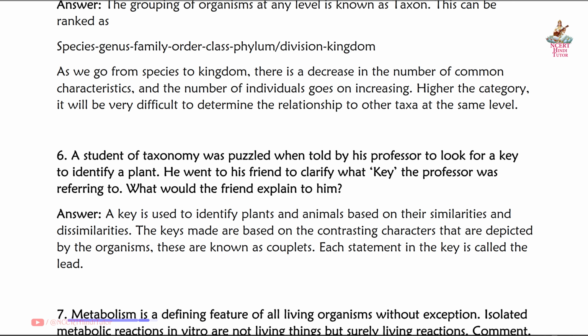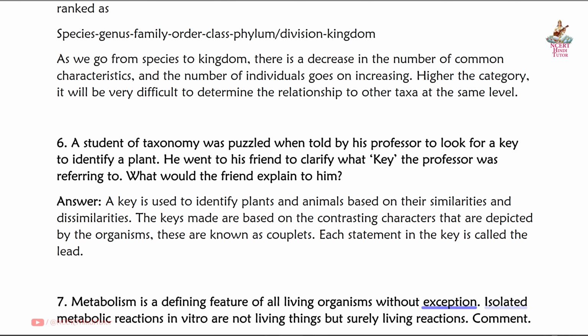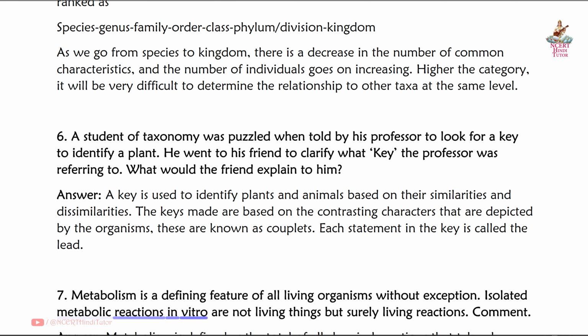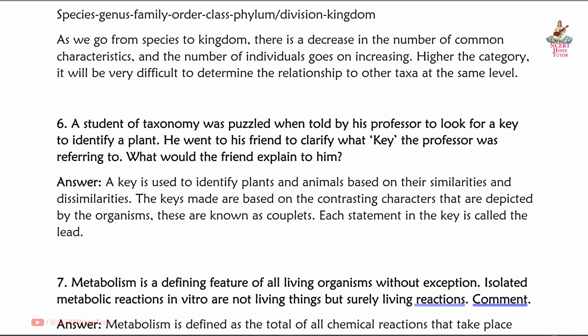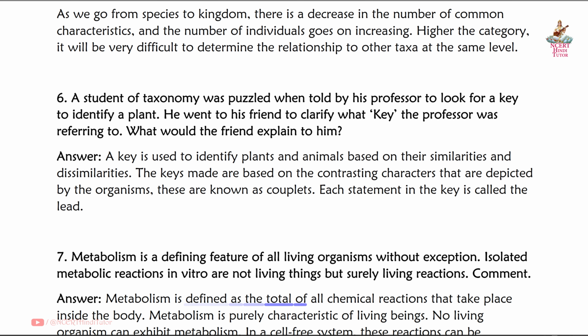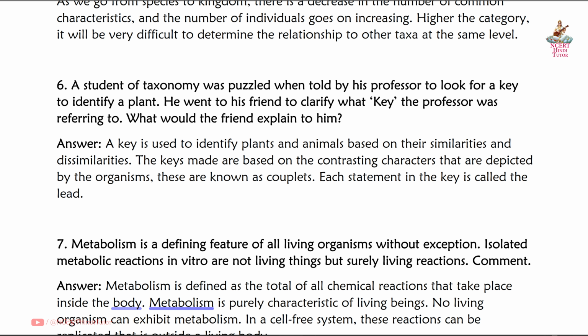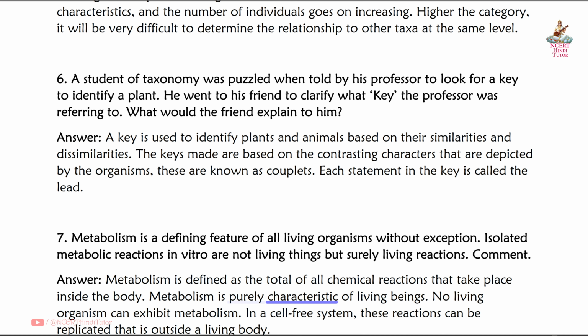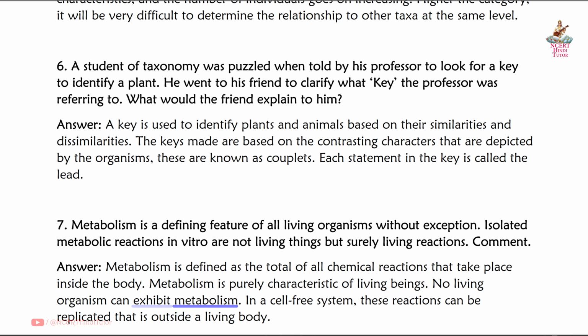7. Metabolism is a defining feature of all living organisms without exception. Isolated metabolic reactions in vitro are not living things but surely living reactions. Comment. Answer: metabolism is defined as the total of all chemical reactions that take place inside the body. Metabolism is purely characteristic of living beings. No non-living object can exhibit metabolism.